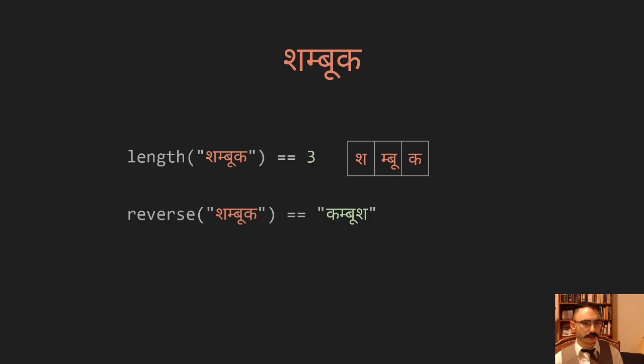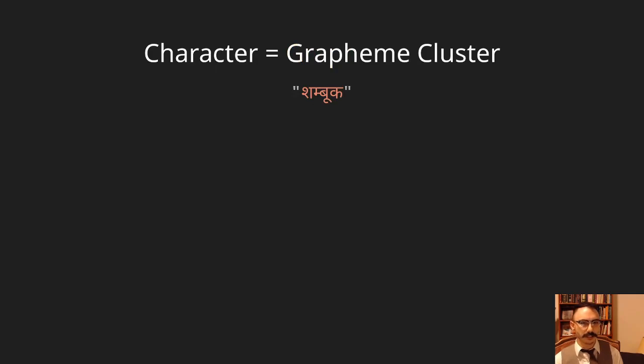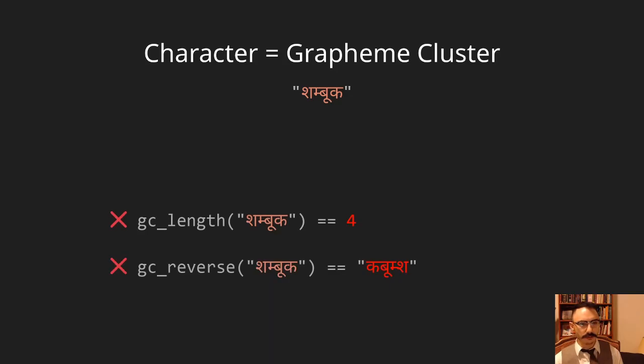Let's see how well our grapheme cluster algorithm works on this. Here is Shambuka. Uh-oh, here's a problem. It thinks it's 4 characters. And the reverse, I don't know if you can see, but this is not correct. What it has here is ka, bu, msha. That's not correct. The reverse should be ka, mbu, sha, not ka, bu, msha.